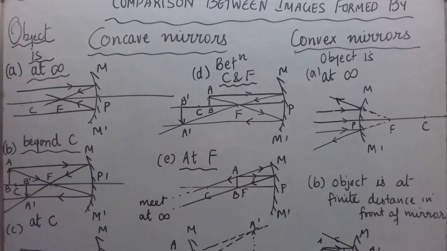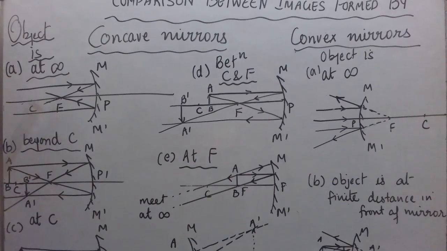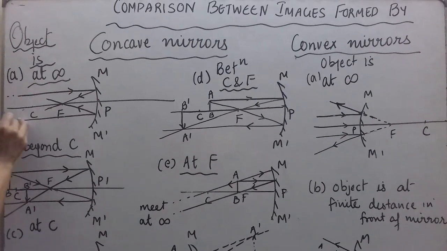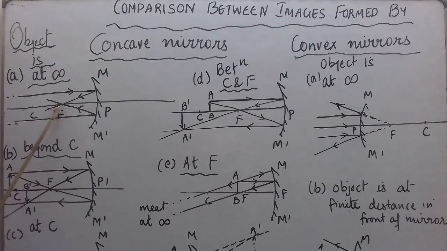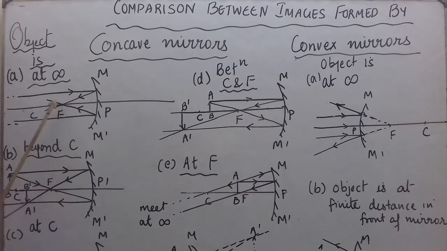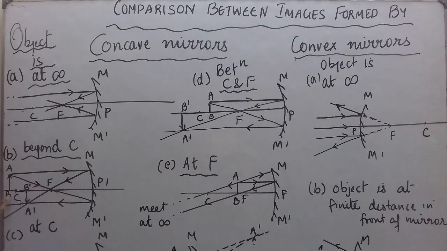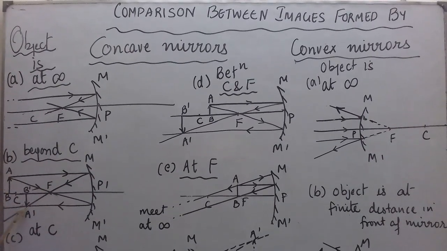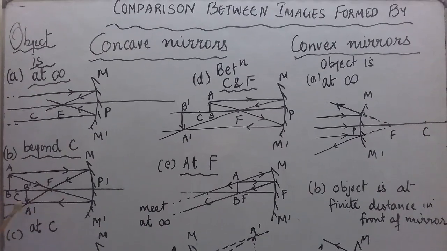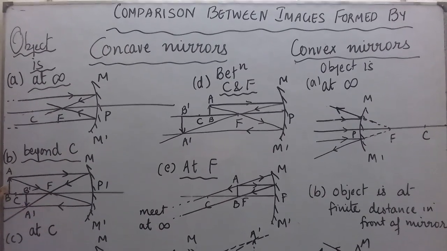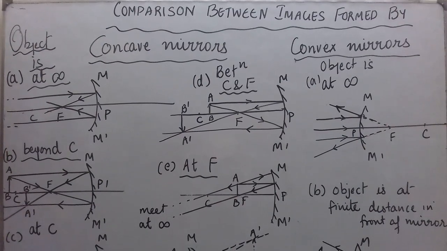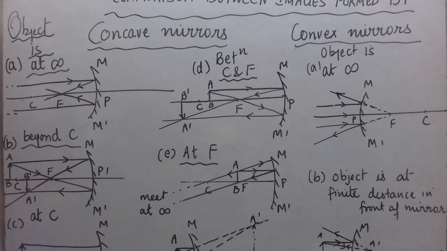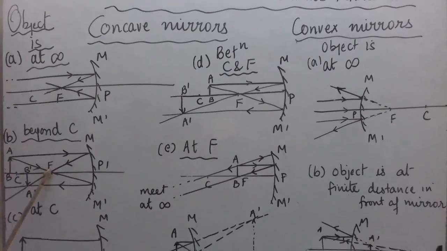Now just try to recall and look at the diagrams. Here, when the object is at infinity, we can show here dotted lines. Then the image formed is real and inverted, highly diminished. In this case, when the object is beyond C, again rays are actually meeting, so the image formed is real and inverted but diminished. Here object is at infinity, image is formed at focus. When the object is beyond C, image is formed between C and F.